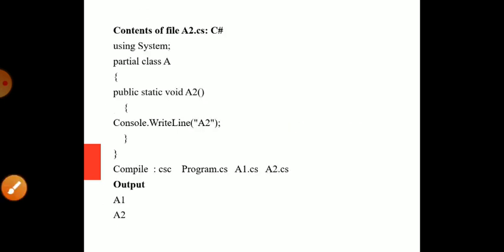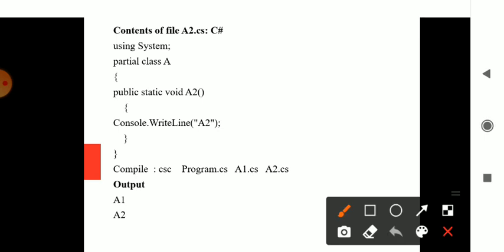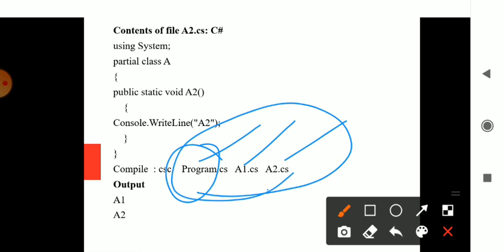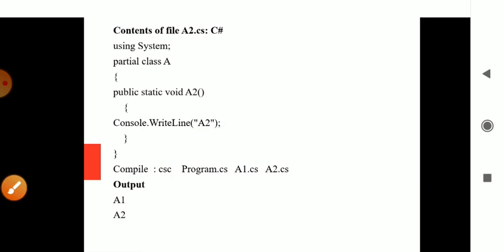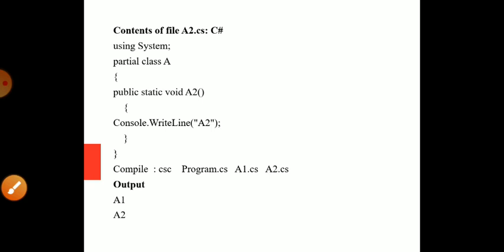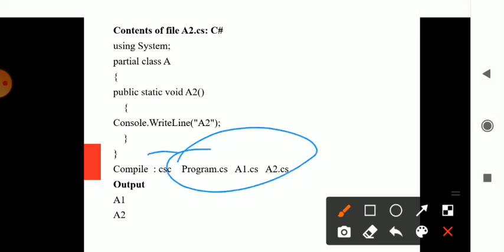When you are compiling, you have to compile all three files. Which are the three files? Program.cs, and the other partial files a1.cs and a2.cs. The main method will be in Program, a1 has one method, a1, and a2 has another method, a2. So all three classes are run. At the end, when compiling, you use csc, and you can give program.cs only. You need not give the other parts.